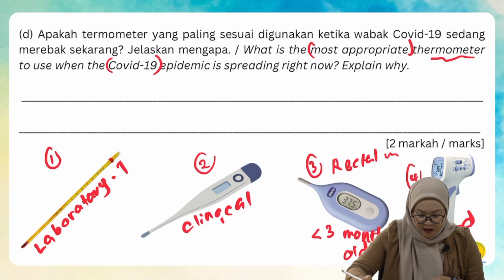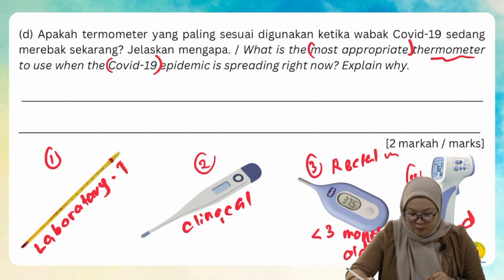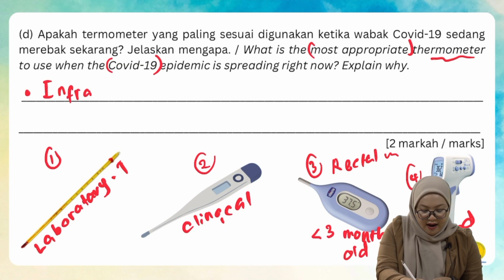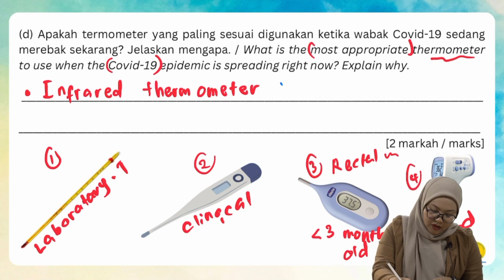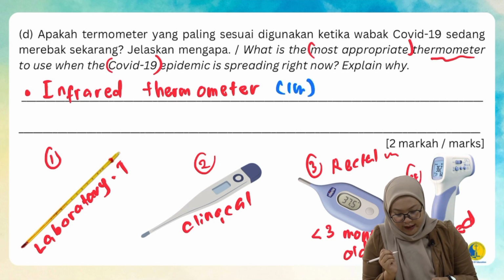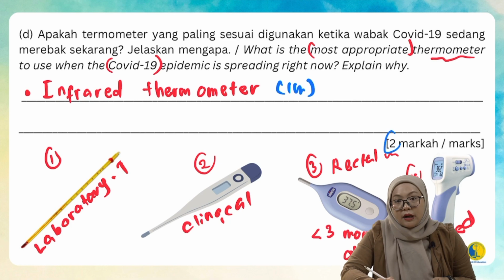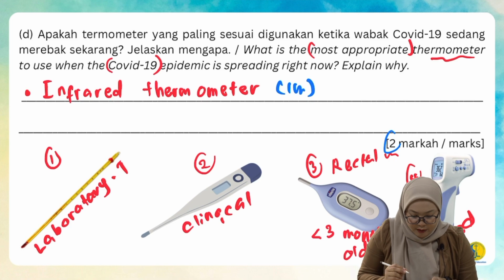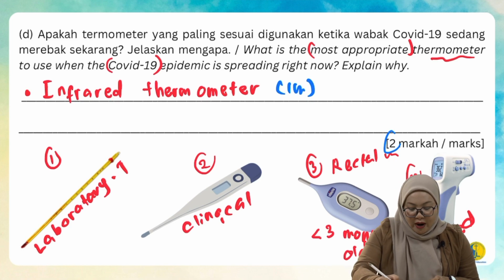Okay, let's see. What is the most appropriate thermometer? Of course, number 4. Just now, it was an infrared thermometer. Okay. So, if you write this answer, you only get 1 mark. Teacher, how can I get another 1 mark? Because this one is 2 marks. Remember, 1 mark, 1 point. 2 marks, 2 points. So the other point that you can provide is why.